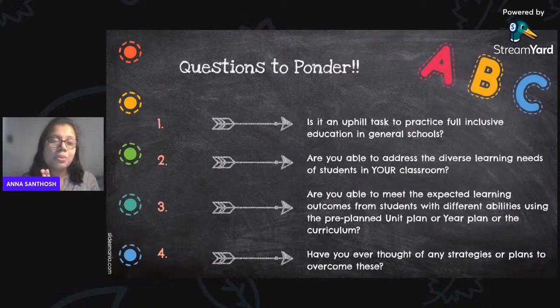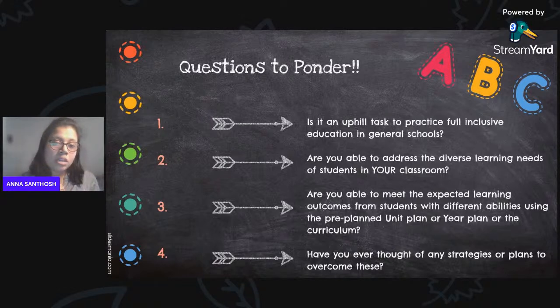I really want to get the answers for these questions from you all so that I'll get different perspectives and different answers, honest feedback, to be frank. Are you able to meet the expected learning outcomes from students with different abilities using your pre-planned unit plan or year plan or the curriculum? Have you ever thought of any strategies or plans to overcome the above issues?